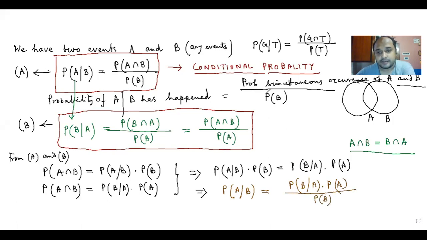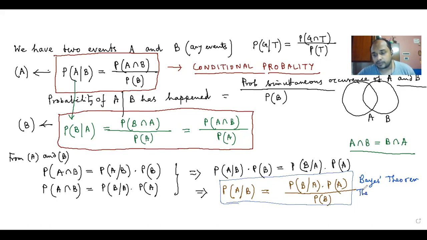Why have I done this? Because probability of A given B is the mirror reflection of probability of B given A. I am trying to find out probability of A given B with the help of the knowledge of probability of B given A, and this is nothing but your famous Bayes theorem. Okay. So this is your famous Bayes theorem. Bayes theorem is also called theorem of inverse probability.